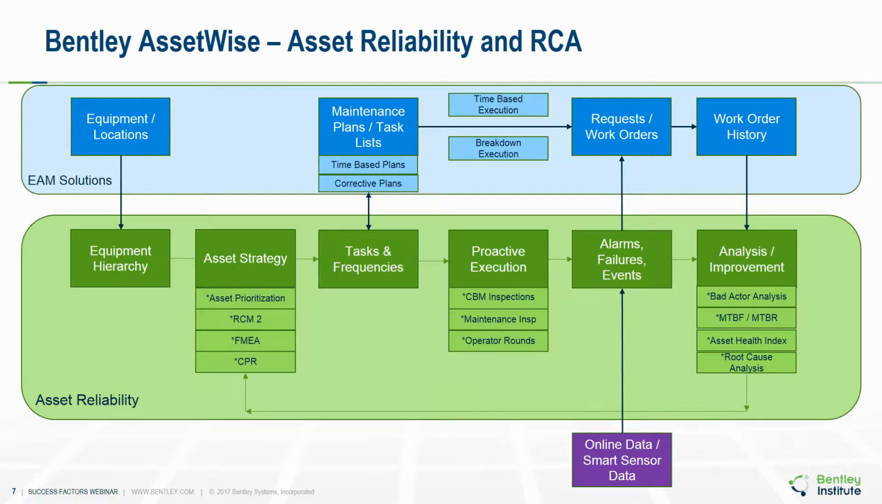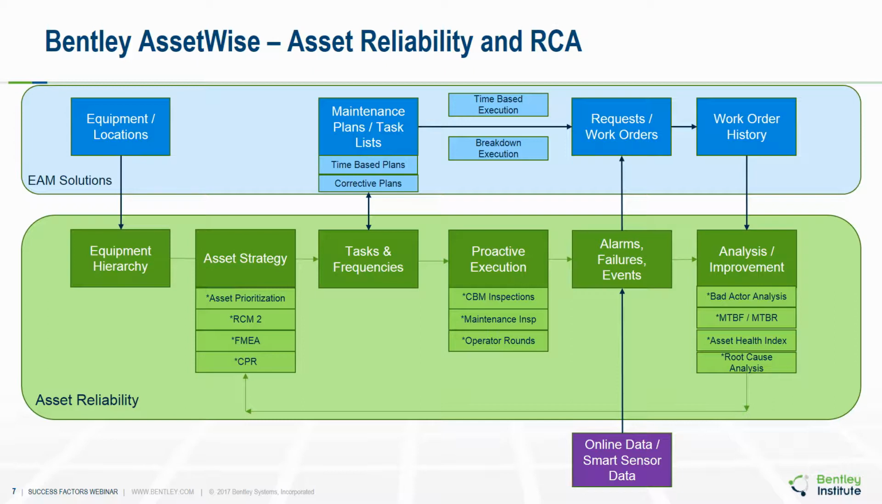Bentley's AssetWise Asset Reliability solution helps organizations adopt reliability and improvement work processes like the proactive RCA work process. Asset Reliability integrates with the major enterprise asset management solutions to define and manage the assets and the asset strategy. It tracks the execution of that strategy as proactive inspection events, but also captures unplanned events and their consequences. Consequences like failure type and rate, work order costs, production losses, and potentially safety and environmental impacts.